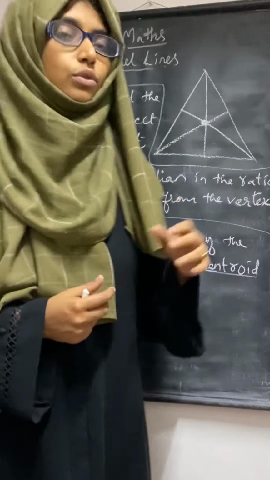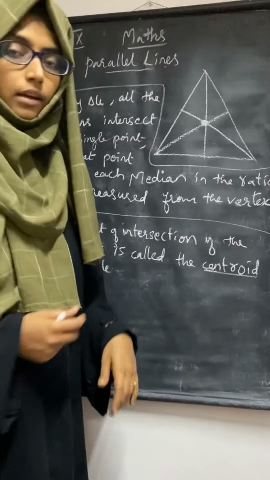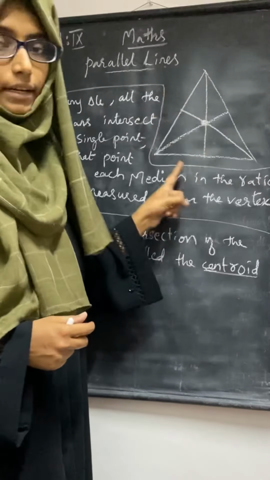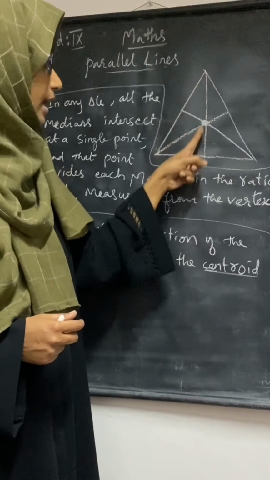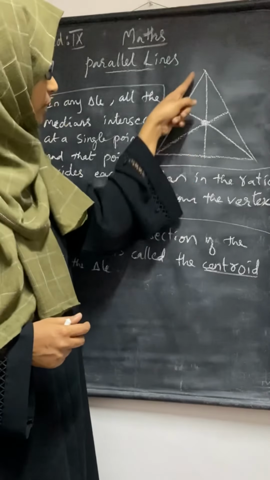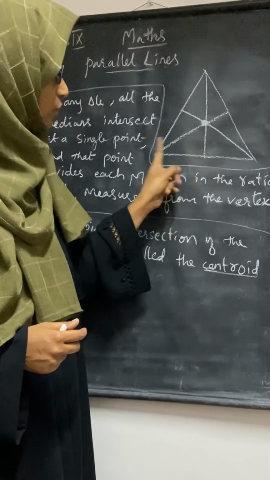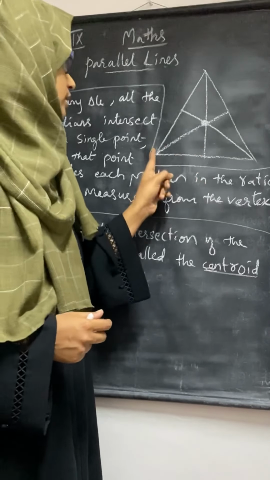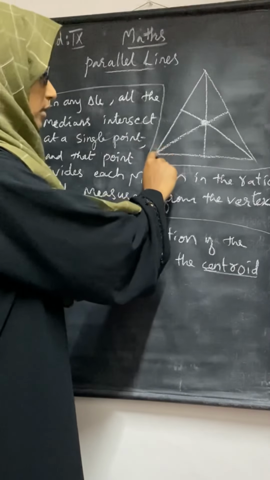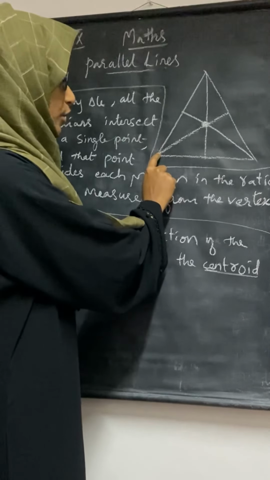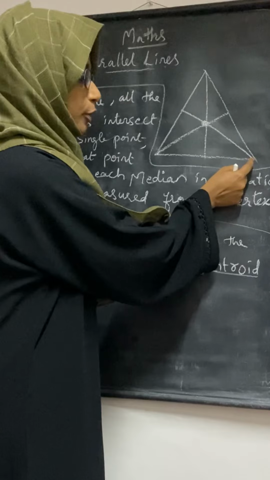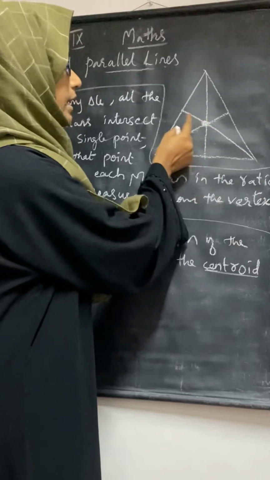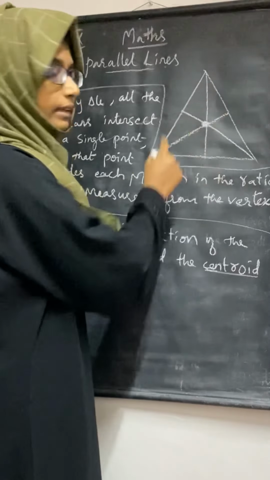Now we are moving on to the last topic. You have a triangle here, and from one vertex you are drawing a line to the opposite side. I do the same with every vertex. From this point I draw another line to the opposite side, and from this point I draw a line to the opposite side. So there are three lines you can see.